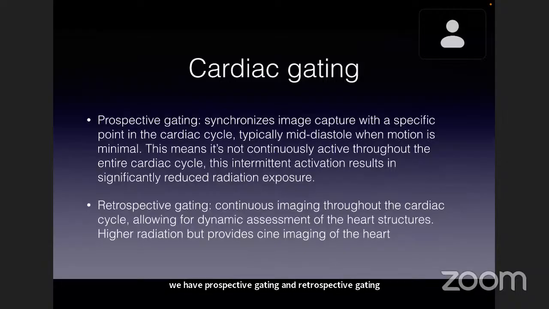Prospective gating is synchronized image capture at a specific point in the cardiac cycle, typically in mid-diastole, when motion is minimal. This means it's not continuously active throughout the entire cardiac cycle. This intermittent activation results in a significant reduction in radiation exposure. Retrospective gating is continuous image capture throughout the cardiac cycle, allowing for dynamic assessment of the heart structure. It involves high radiation, but provides a significant image of the heart.